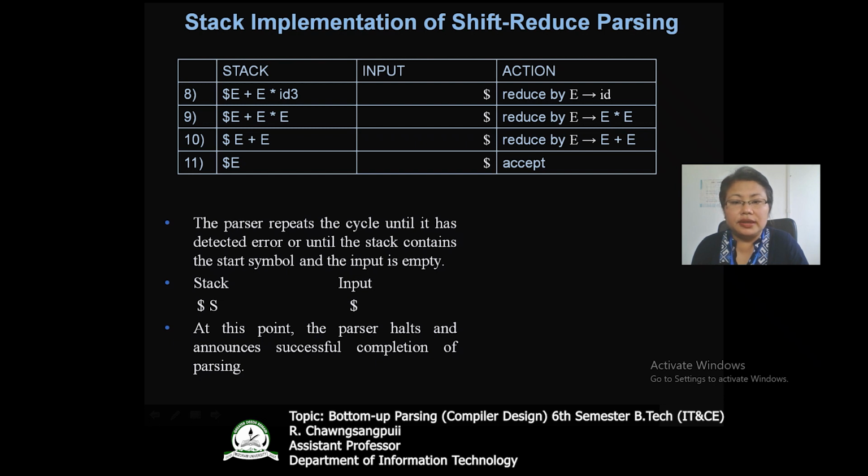And then I try to reduce again by E can have the form E plus E here, in order to get the start symbol. The start symbol of the production which we are using was E. Now here, when the stack has only the start symbol inside it, and when the input is empty, we can announce successful completion of parsing by the action accept. So this parser will repeat the cycle until it has detected an error, or until the stack contains the start symbol and the input is empty.